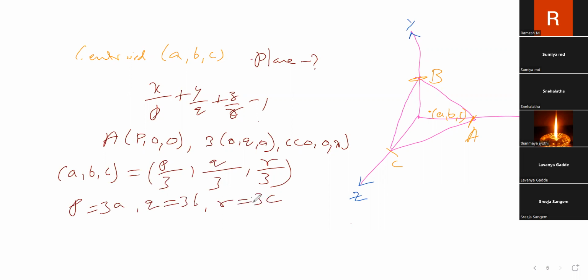Here you have to observe one thing. This method, this technique, is helpful in giving your answer for some questions.